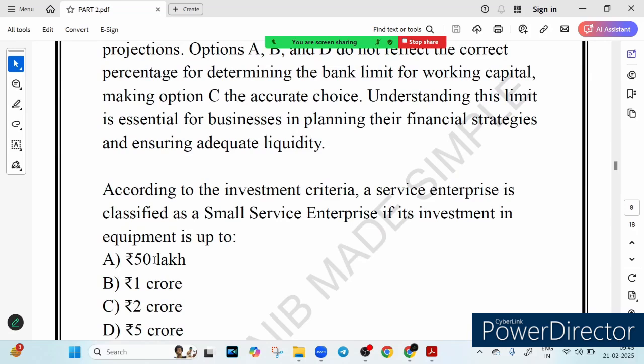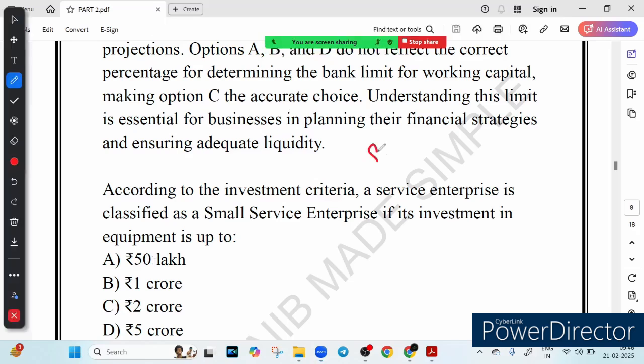The next one is, according to the investment criteria, a service enterprise is classified as a small service enterprise if its investment and equipment is up to how much, right? Option number A say 50 lakh. What do you think? This is incorrect. 50 lakh is too low to qualify as a small service enterprise. Instead, this amount is closer for the micro service enterprise.